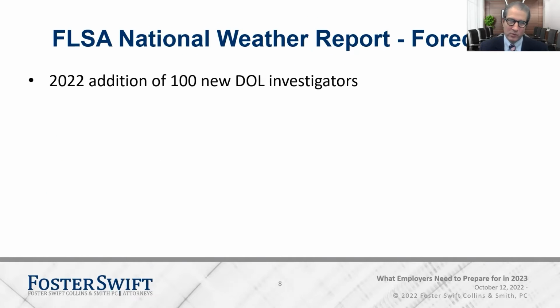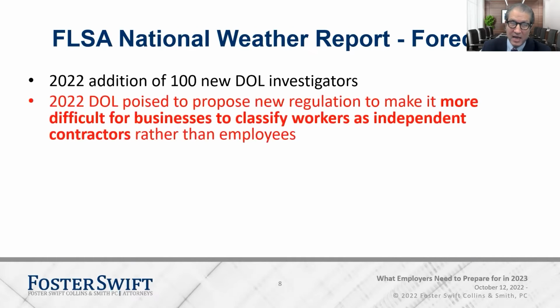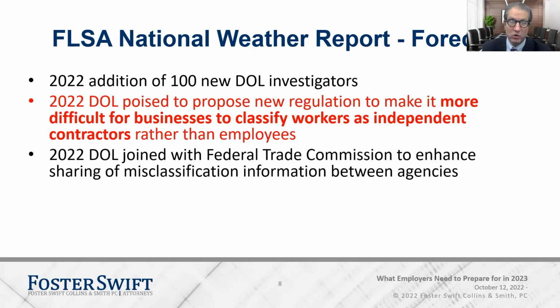And there are some reasons to believe that it's not. There are some really good reasons to believe that it's not going to continue to go down. In fact, it may go up. In 2022, the Department of Labor added 100 new investigators. And for this year, the DOL is also poised to propose some new regulations that are going to make it more difficult to classify workers as independent contractors. And there have been some very recent developments that we're going to get into.